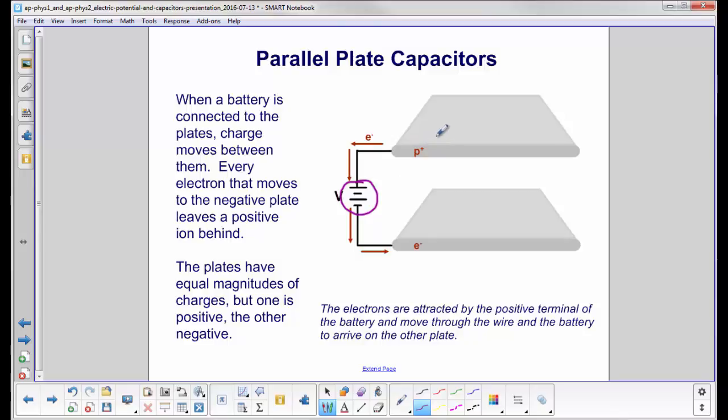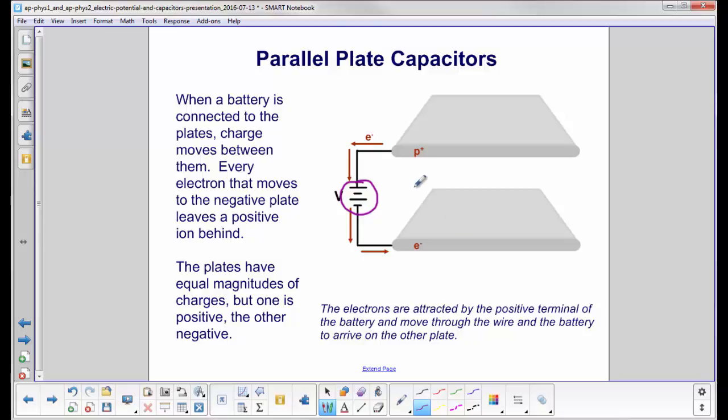What happens is the electrons on this plate get attracted by the positive terminal of the battery. The longer line is the positive terminal. They go through the battery and they get deposited on this plate. So by moving a negative charge here, you leave behind a positive charge here. And we call that a positive ion. If you lose an electron, you're an ion. So this is not a proton, but that's a positive ion.